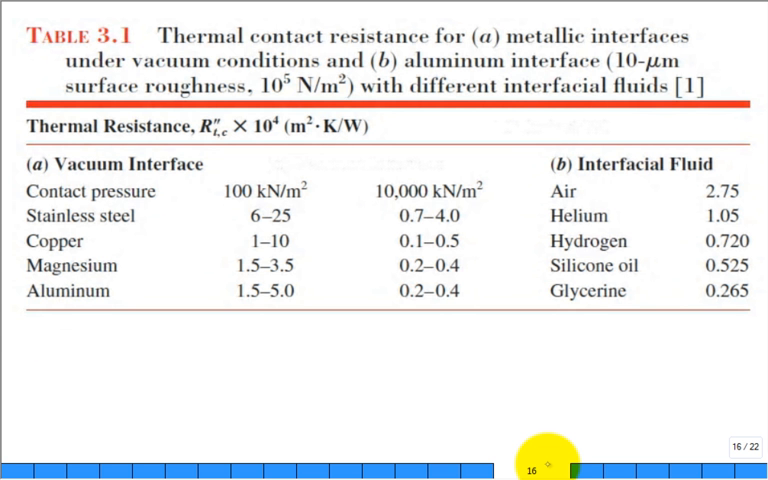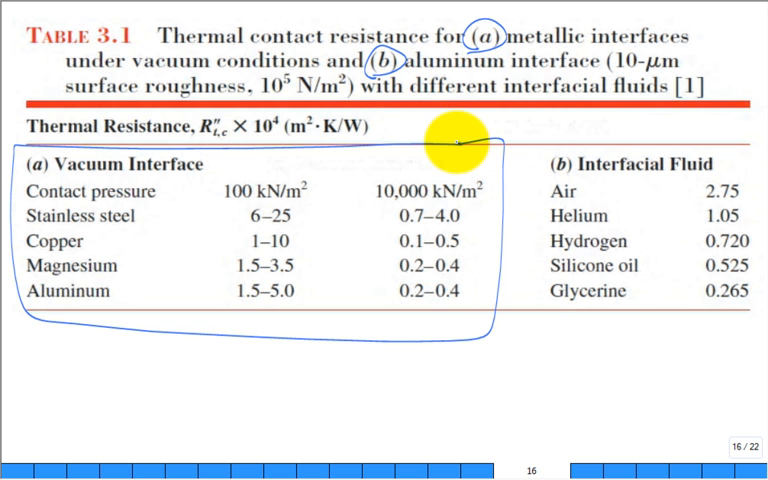So let's take a look at this Table 3.1. There's a part A to it, and there's a part B. Let's just focus on part A. They're saying the thermal contact resistance for metallic interfaces under vacuum conditions. So here is that R double prime t,c. You see the funny units, meter squared Kelvin per watt. They multiply by 10 to the 4 and then stick the number in. So if you want the real number, you multiply the result out of the table by 10 to the minus 4. But let's take a look.